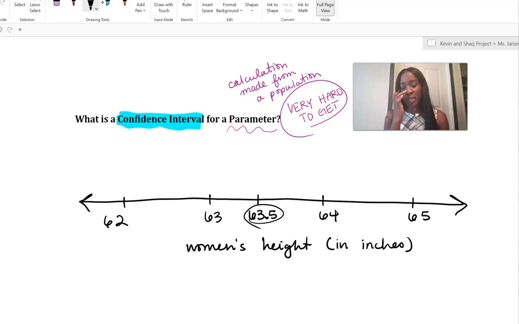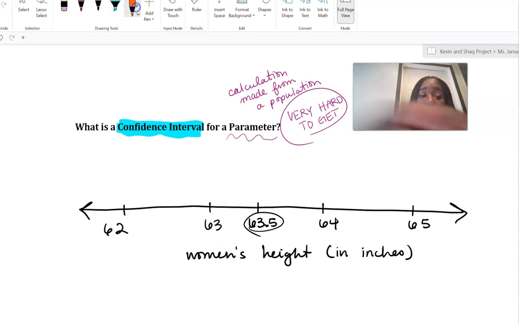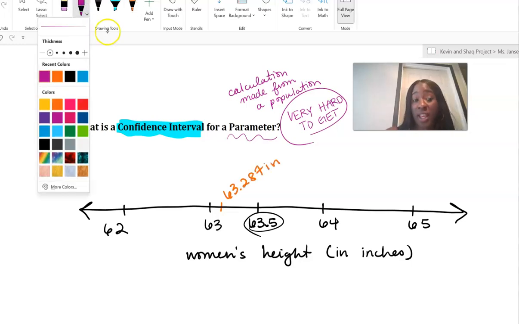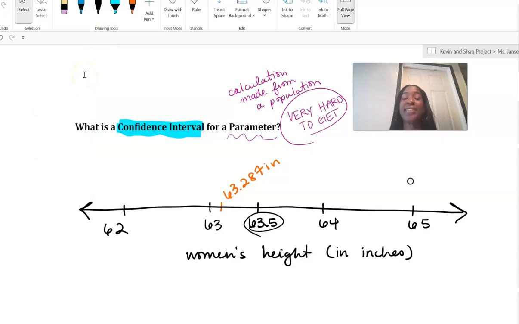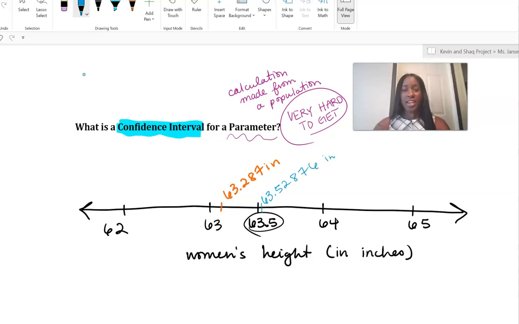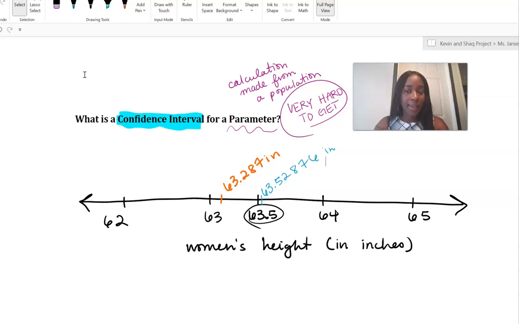Do you think the probability that the average height of all women in America is exactly 63.5? Or do you think it could possibly be 63.287 inches? Or do you think that there is a good chance that the true population mean of all women's height in America is maybe not 63.5, but maybe 63.52876 inches? You see what I'm saying? It is very unlikely that it is exactly 63.5.